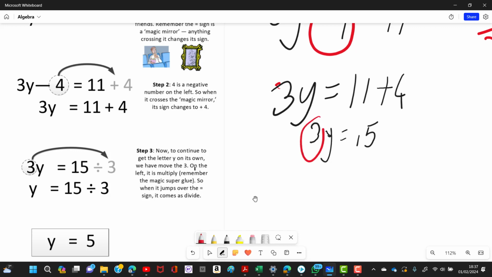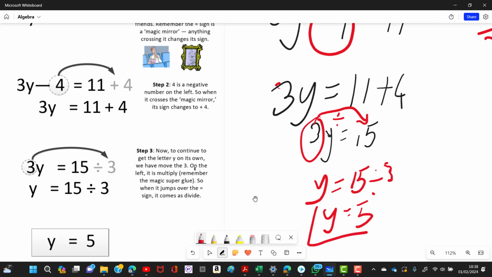So we're going to move this 3 to the other side of the magic mirror. Here it's times. On the other side, it's going to be divide. So y equals 15 divided by 3. So y equals 15 divided by 3, which is 5. So y is 5. Okay, that's it, and that's equations.